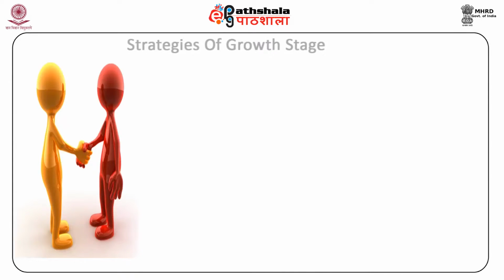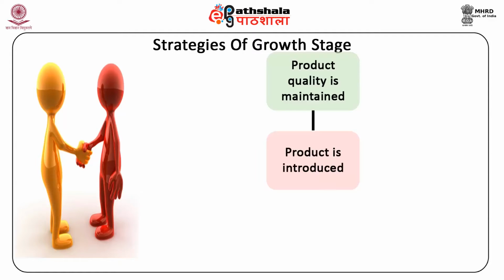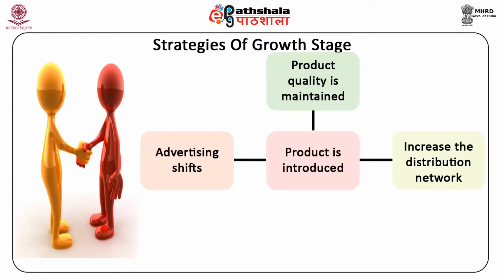Marketers use the following strategies at this stage. Product quality is maintained, and additional features and support services may be added. Next, new improved models of the product may be introduced. Next, companies tend to enter new market segments and increase their distribution network as demand increases and customers accept the product. Next, the nature of advertising shifts from product awareness to bringing about product's conviction and purchase. Next, the company may lower prices at the right time to attract the next layer of price sensitive consumers.